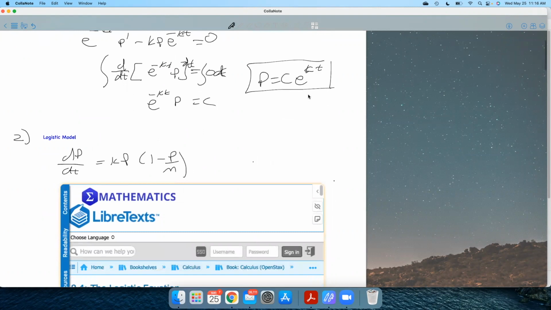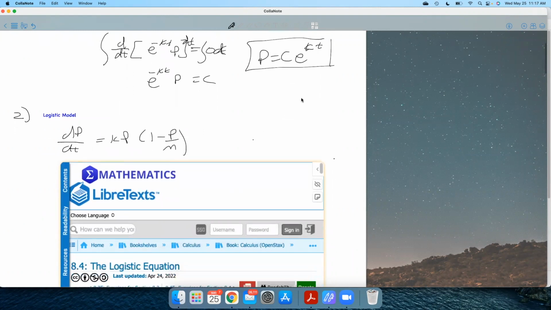Our next model that we might do, there are a whole bunch we could do in between, but the next one might be maybe the logistic model. I think you've had homework problems on the logistic model. This one, however, is nonlinear. If I distribute this KP, I'm going to end up with a P squared. So this would be KP minus KP squared over M. That's nonlinear. So we couldn't solve this using an integrating factor. It is separable, though. We could solve it that way.